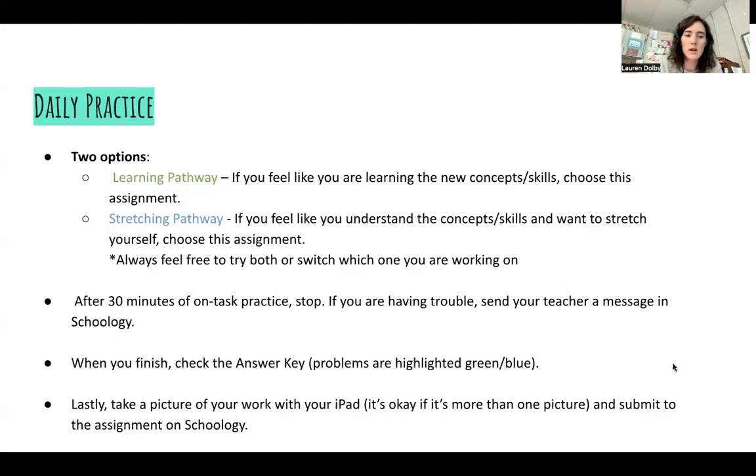And lastly, they will take a picture of the work with their iPad. It's okay if it's more than one picture, and submit it to Schoology as a digital submission, which also creates a digital portfolio of all of their work.